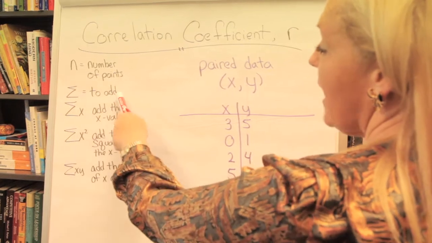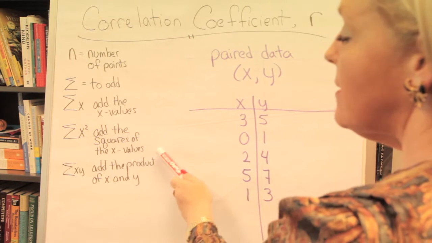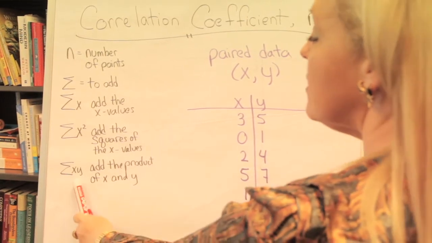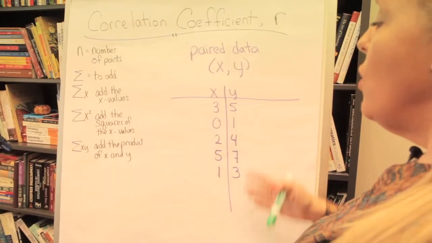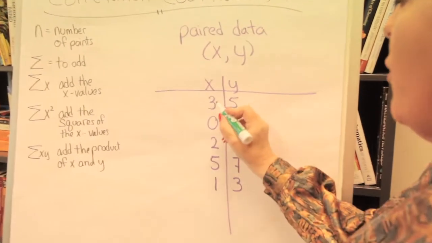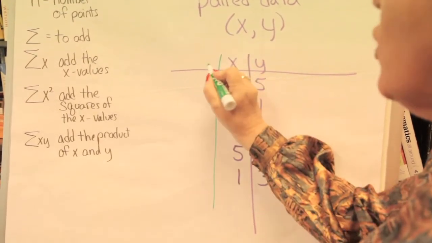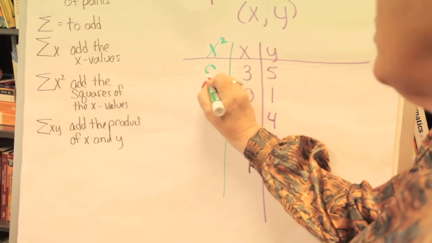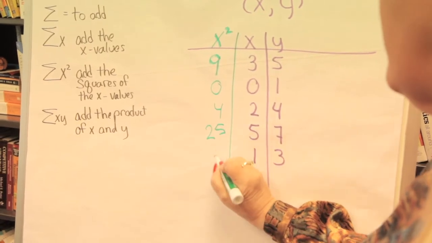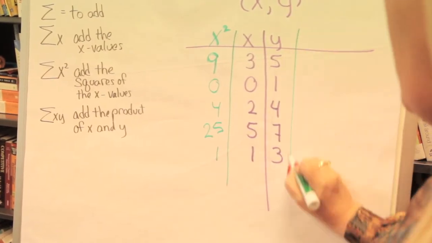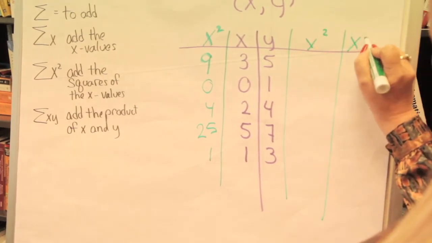The sigma means to add. Summation of x means to add the x values, summation of x squared means to add the squares of the x values, summation of xy means to add the product of x and y. So here's our data. There are 1, 2, 3, 4, 5 points. We need the squares of the x values, which are 9, 0, 4, 25, and 1. We need a column for y squared and xy.